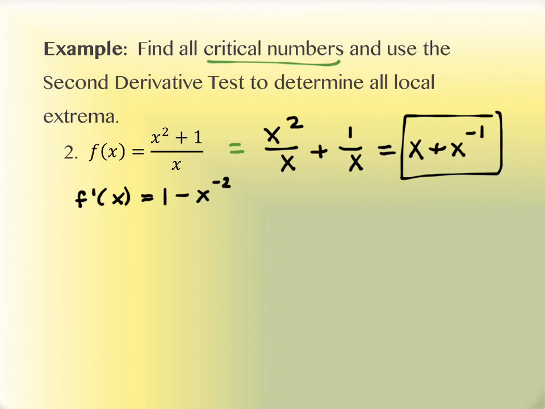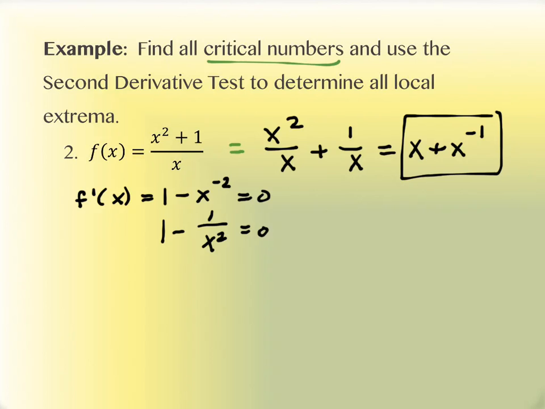Negative 2, yeah. So this is 1, and then the exponent of negative 1 comes down in front. We have a new exponent of negative 2. And we're wanting to set this equal to 0. So let's rewrite this with the exponent positive, so it would look like this. We've got a couple options here. One option is that you could find a common denominator and then take your numerator and factor. I mean, that's one option.